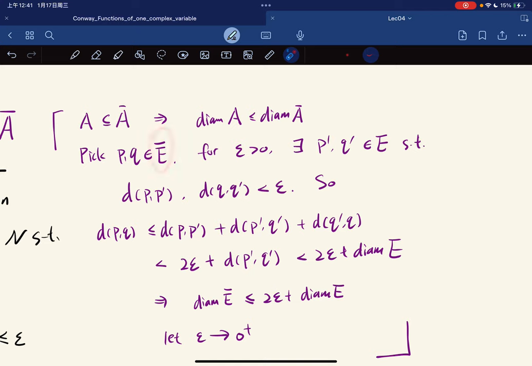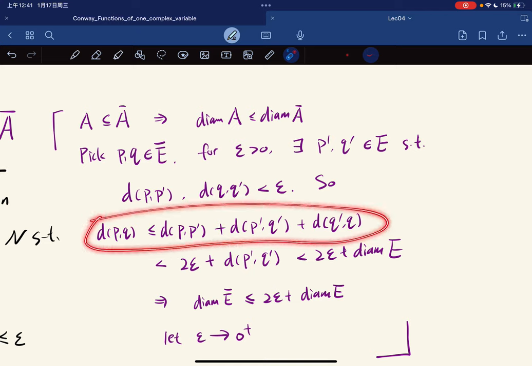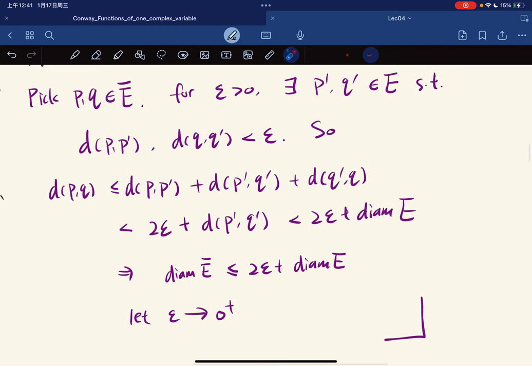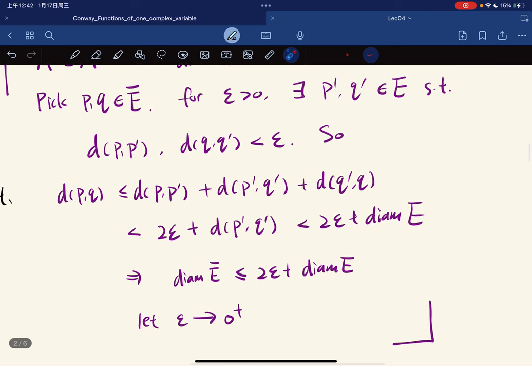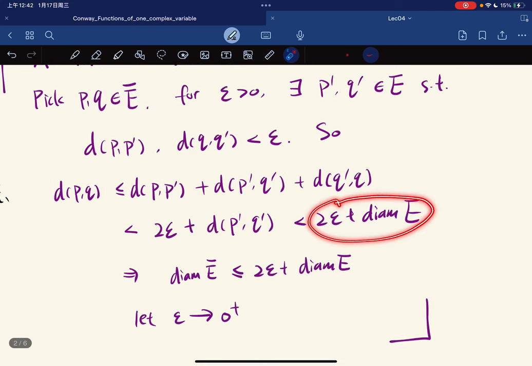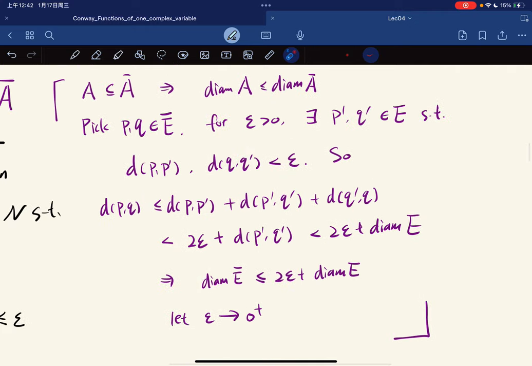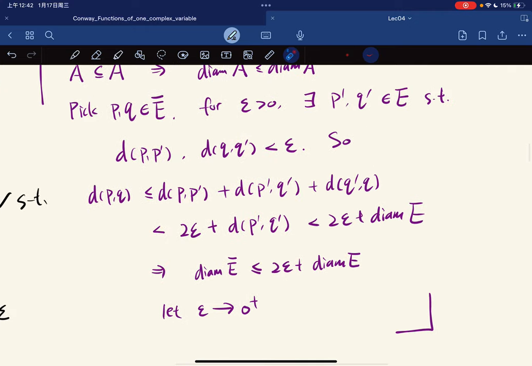So we have the triangle inequality here, and each term is less than 2 epsilon, and this is bounded by the diameter of E. Which gives that this is an upper bound of all distances PQ in the closure. Then we have this inequality, and we just let epsilon go to zero.